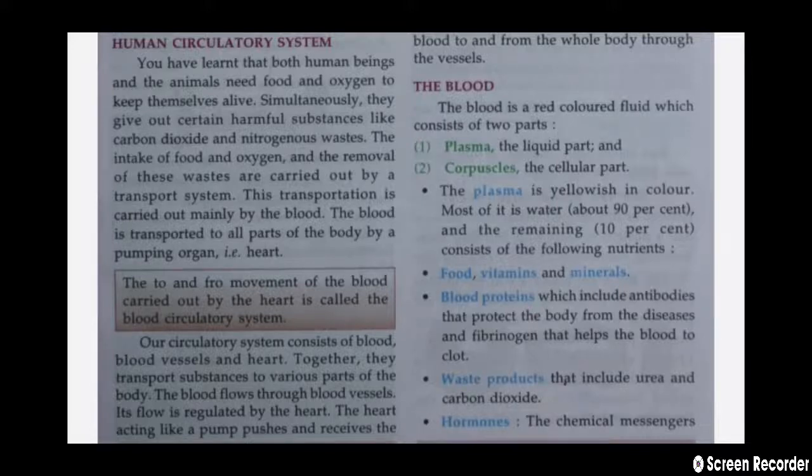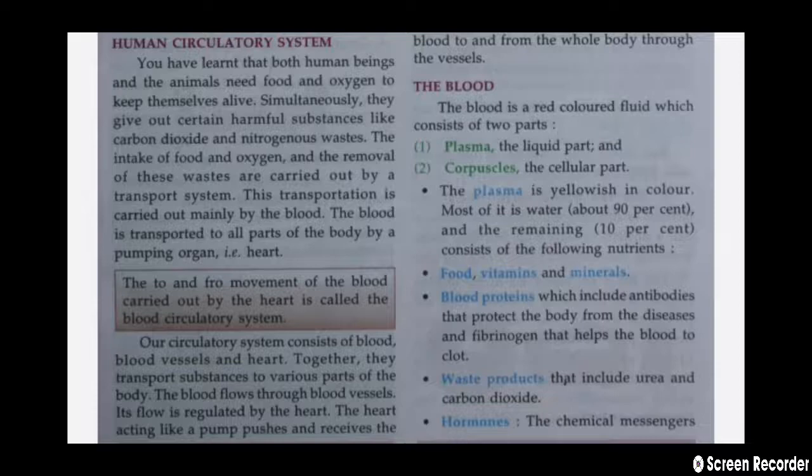As you all know, we humans and animals both need food and oxygen for living. We eat food and breathe oxygen, and by that only we are living. Like that, we also leave some harmful waste products, and animals also. The intake of food and oxygen, and the removal of the waste, are carried out by a transport system.